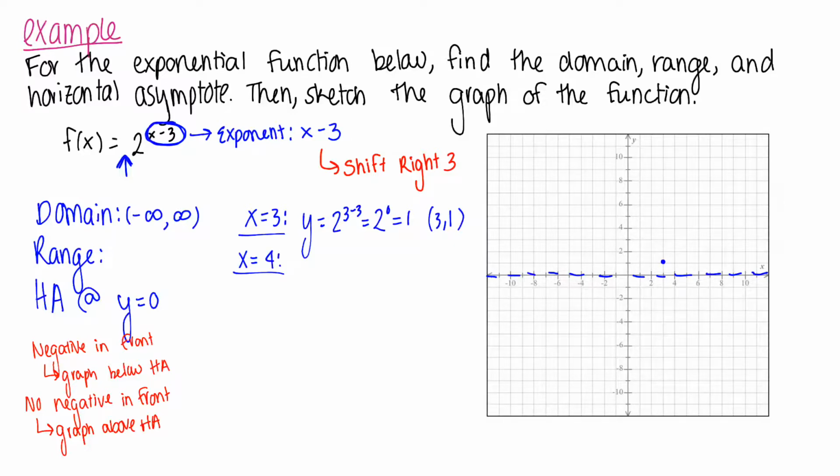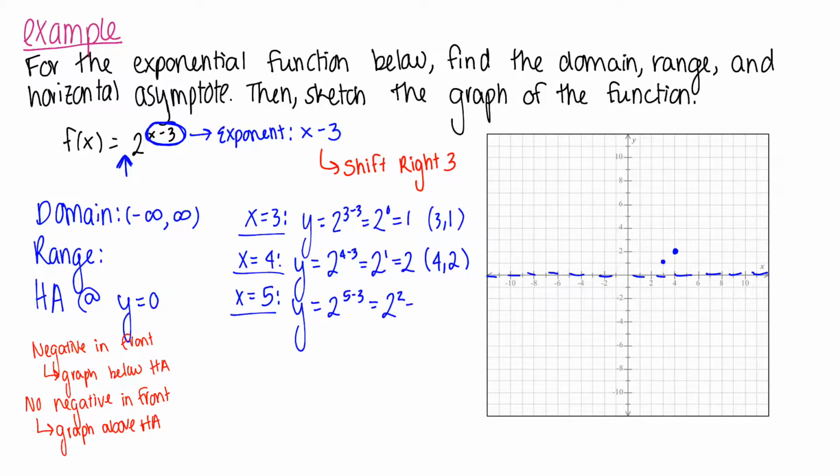So x equals 4. y equals 2 raised to the 4 minus 3. So that's 2 raised to the 1, which is just 2. So I have 4, 2. x equals 5. We have y equals 2 raised to the 5 minus 3. So 2 raised to the 2, which is 4. So we have the point 5, comma 4. Over 5, up 4. Okay. And if you wanted to keep going, you could keep going.